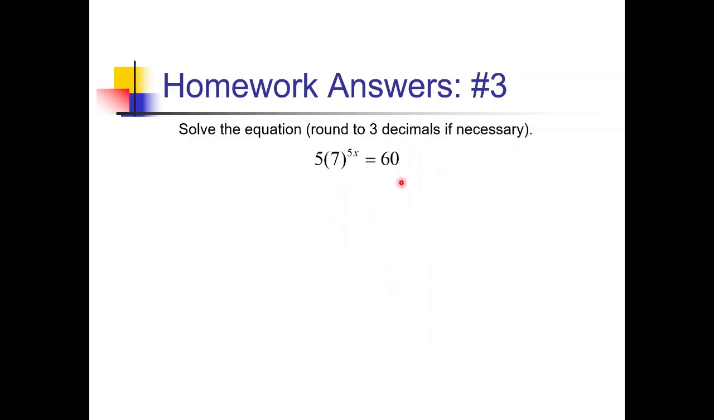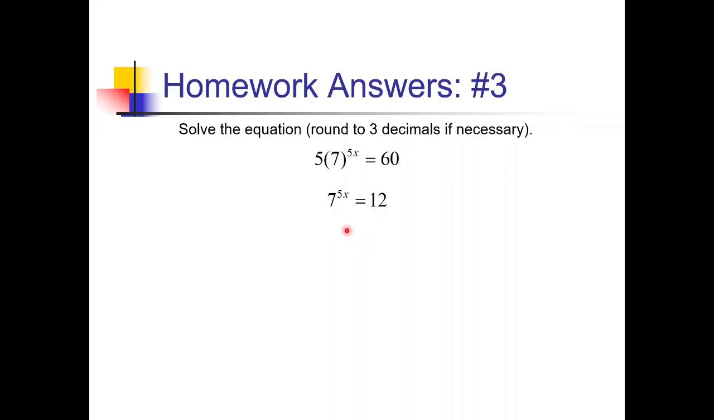On this problem, trying to solve the equation, I've got 7 to a power over here, and I've got 60 over there. Let me first divide both sides by 5 and see what we're dealing with. So 60 over 5 gives us 12. Since there is no common base for 7 and 12, those aren't both powers of the same number, at least not an easy number, I'm going to take the log of both sides.